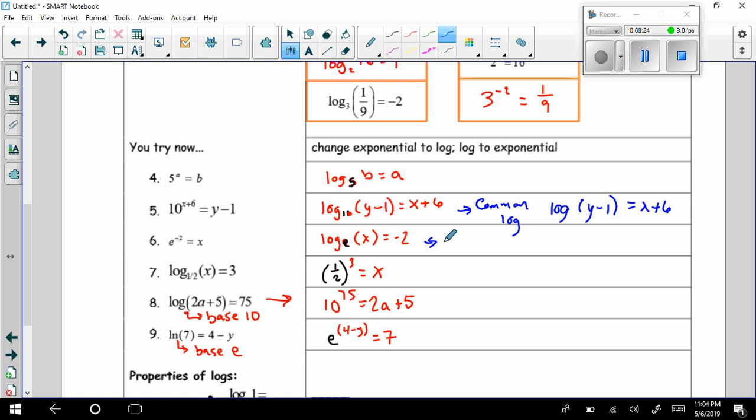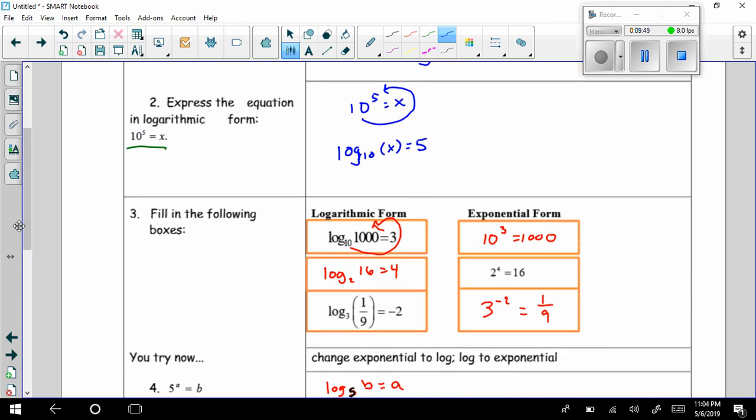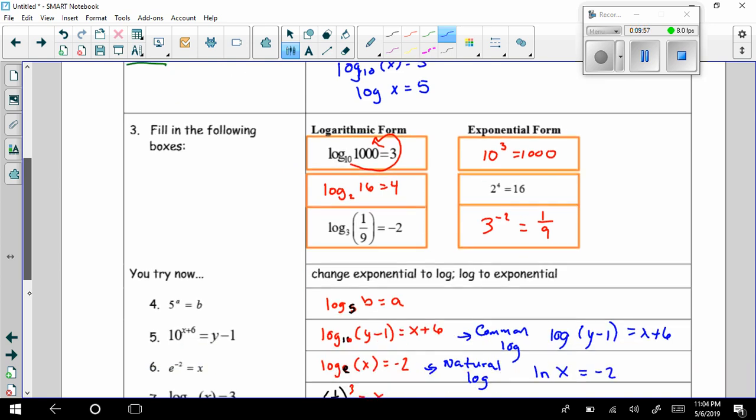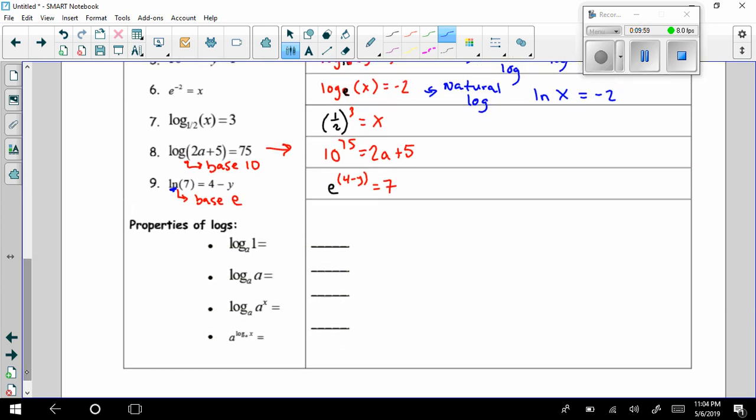Log base e is your natural log. See the previous page for this. And so we wouldn't put log base e, we would write that as ln, as in down here. So the natural log of x is equal to negative 2. Okay, so just pay attention to those things. Same thing up here. I should have changed this here. This would just be log of x equals 5.